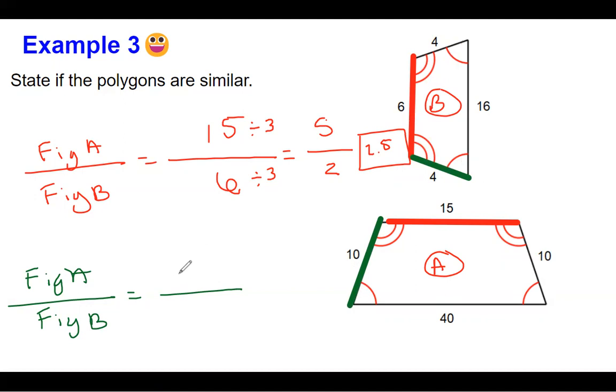It has to be figure A, so 10 over 4. Let's simplify. How do we simplify this ratio? Divide by 2, divide by 2. 10 divided by 2 is 5. 4 divided by 2 is 2. Woohoo! We have our same ratio, 5 over 2, 2.5. All right. And the last pair of sides, guys, by default is what?